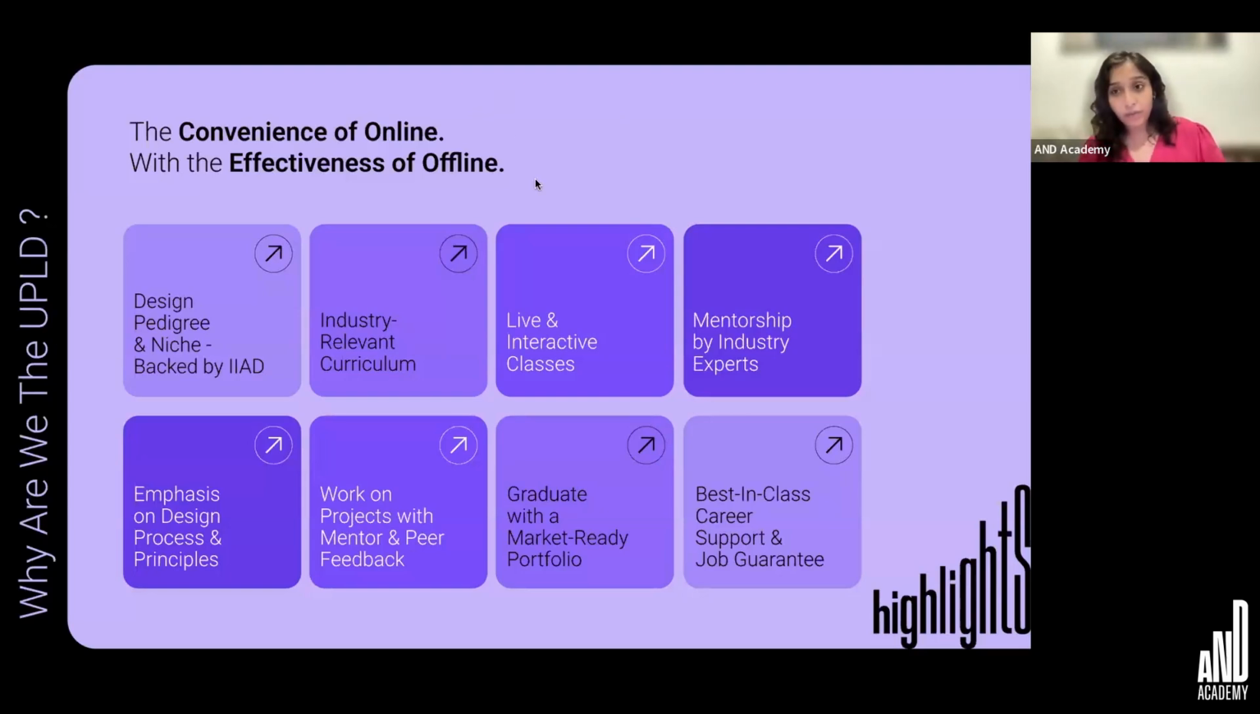We also have a lot of faith in the quality of design education that we provide at AND. So we also offer job guarantee on some of our courses, given that you also meet your minimum attendance and portfolio building, etc., etc. So we put in a lot of effort into these courses. So we expect the same from you.